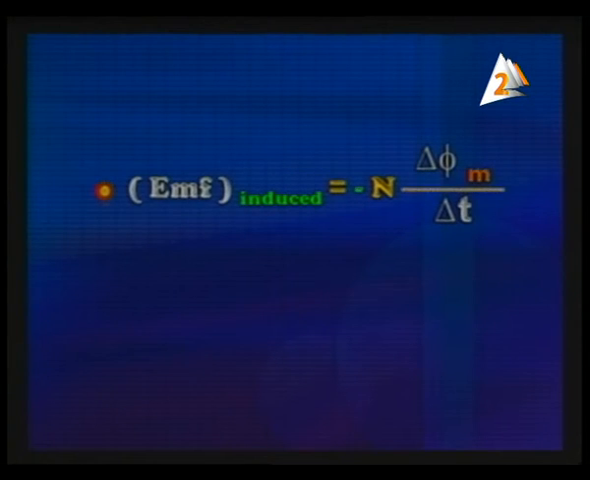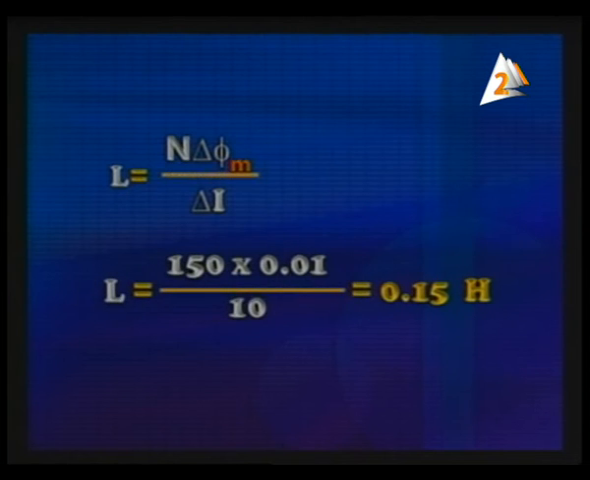So talking about the inductance, EMF induced is equal to negative N delta phi magnetic over delta t, and also equal to negative L delta I over delta t. So we can say L is equal to N delta phi magnetic over delta I. Number of turns is 150. Change in flux is 0.01 and the current is 10, so it is 0.15. H stands for Henry. So inductance equals 0.15 Henry.